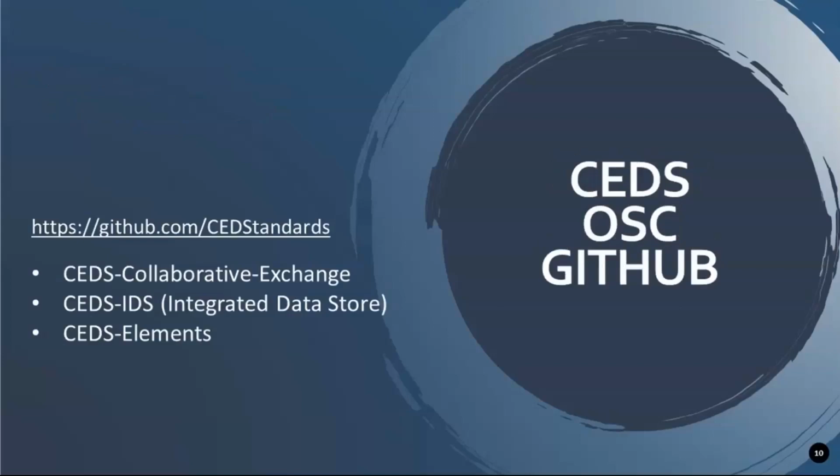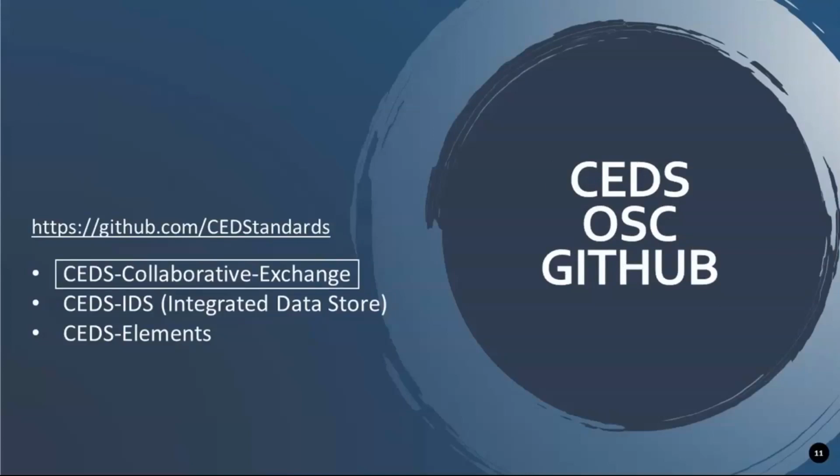We presently have 3 repositories on the CEDS GitHub site, and you can see the address there. That's where we take in the use cases. That's where we place any comments, and information about what's taking place with those use cases is all there on the GitHub site, github.com/CEDS standards. So we have 3 repositories on GitHub.